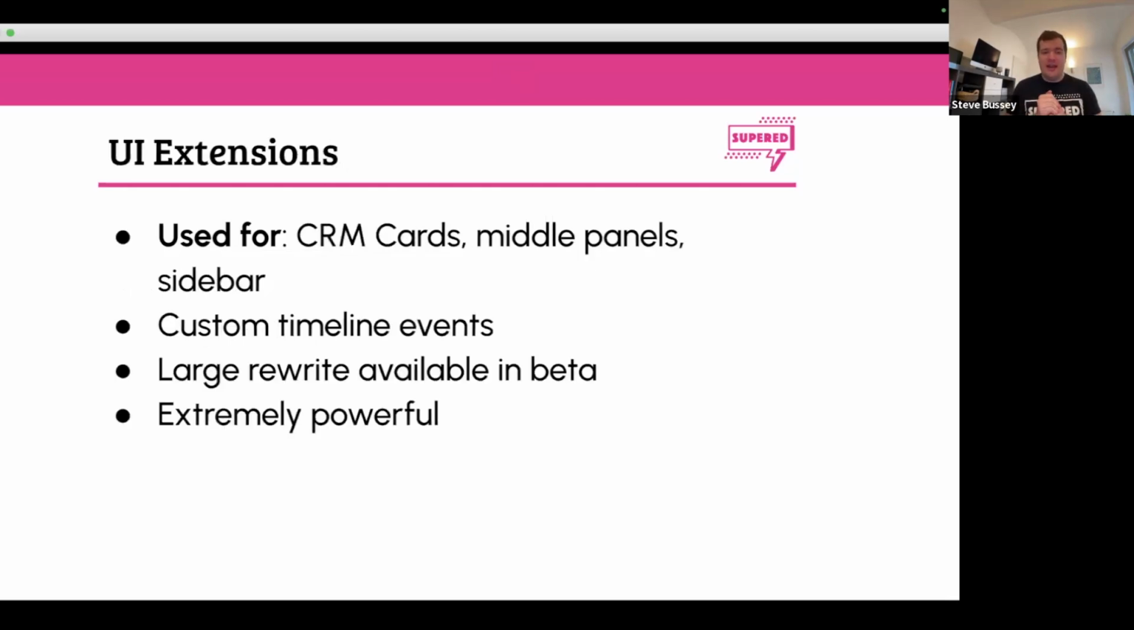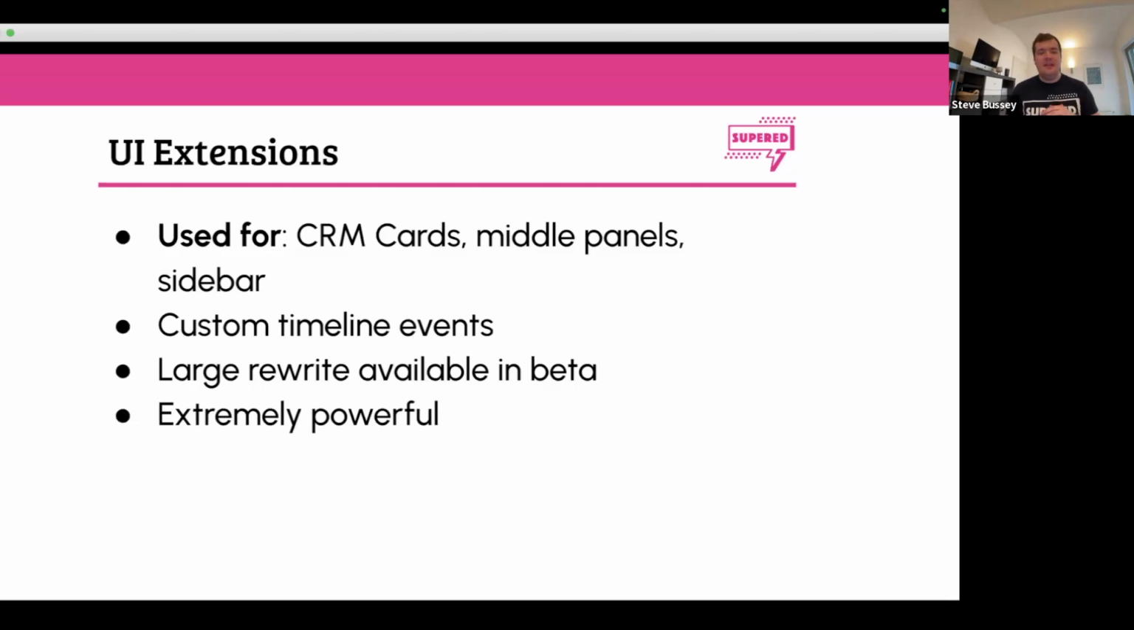This is the new one that everyone might have heard about, which is called UI extensions. You might have seen it as a React component. And this is used for making CRM cards, middle panels, or the sidebar. This is used for basically adding things to the actual interface of HubSpot. There's also different things like custom timeline events that you can do for public apps. This is, again, one of those features where public apps have access to something, timeline events, that a private app wouldn't be able to do.